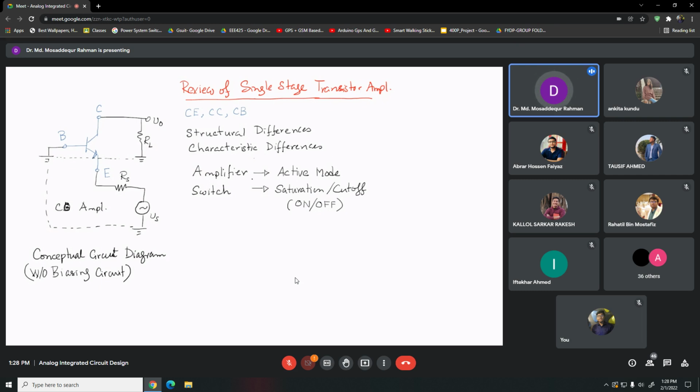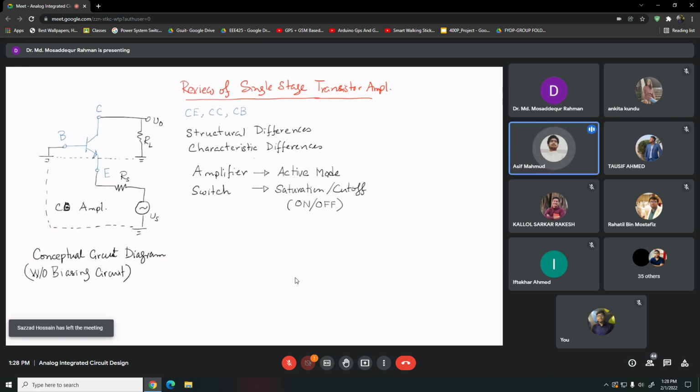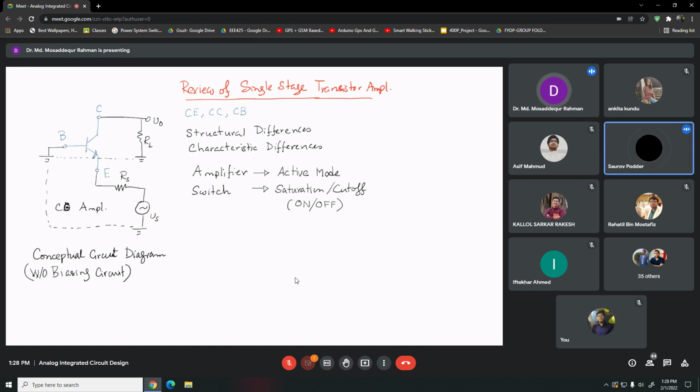So we need to bias the transistor in active mode because we want to use this as an amplifier. So to bias in active mode, what are the conditions? How can we bias it in active mode? Base emitter forward biased, and base collector reverse biased.